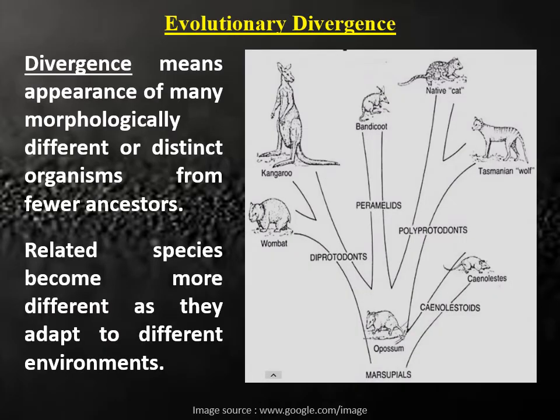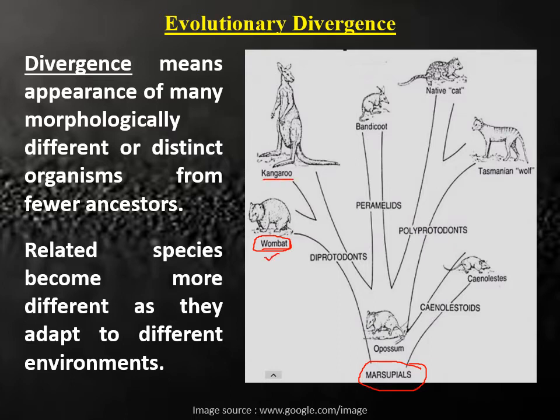Now, apart from evolutionary convergence, there is another type of evolutionary process known as evolutionary divergence. In divergence, the morphological characters spread out. That means different types of morphological characters appear from the same ancestor, and thereby different kinds of species or different kinds of taxonomic groups appear. So here you can see marsupials are a group of vertebrates. From the same marsupials, due to evolutionary divergence, different characters appear, and they guide these marsupials to evolve into different groups.